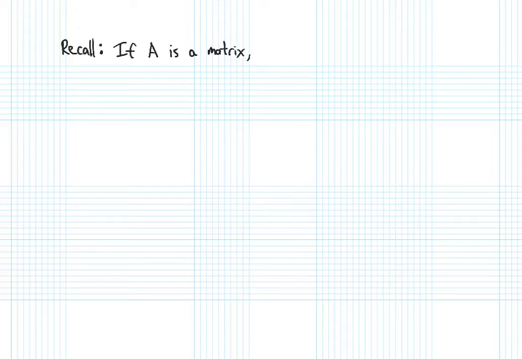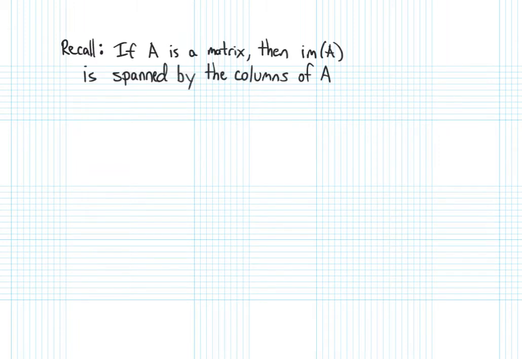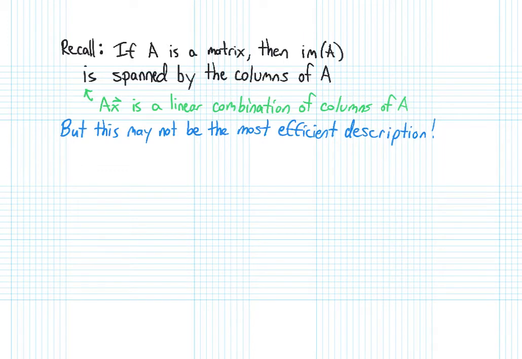So we've been talking about the image and the kernel of linear transformations. And one of the things that we learned was that if A is a matrix, then the image of A is spanned by the columns of A. And this is simply because of the way matrix multiplication works, that A times X is always a linear combination of columns of A. But if you just write down all the columns of A, that may not be the most efficient description of the image.